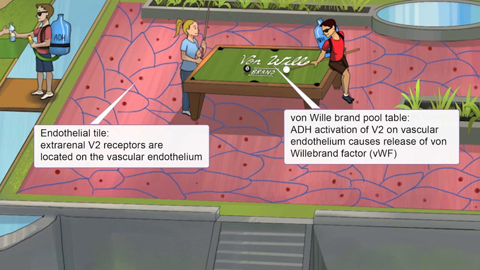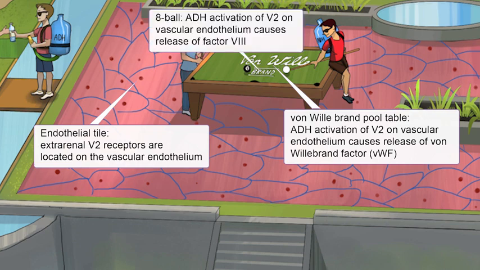In this sketch, the release of von Willebrand factor is signified by the von Will-Brand sponsored pool tables. And the secretion of factor 8 is represented by the 8 ball, of course. Both of these molecules are stored and released by vascular endothelial cells to aid in coagulation. Whoa, behind the back? That water boy is so cool. We'll return to the pool hall a little later.